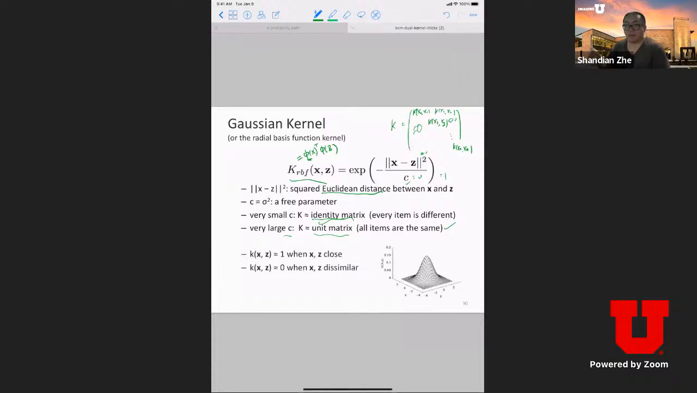So I will leave it as an exercise, some bonus questions. First, can you show that this is a valid kernel? Second, can you write down the feature mapping phi?